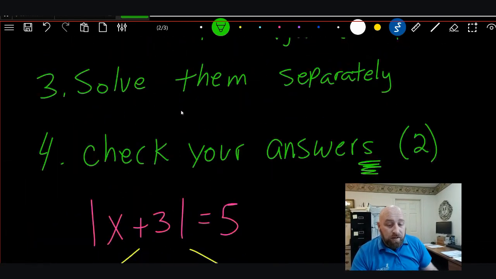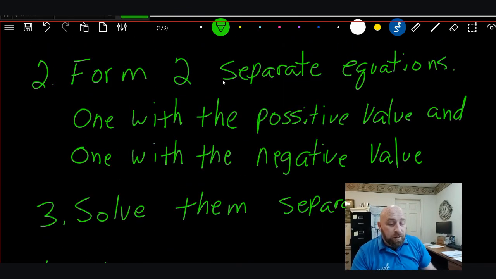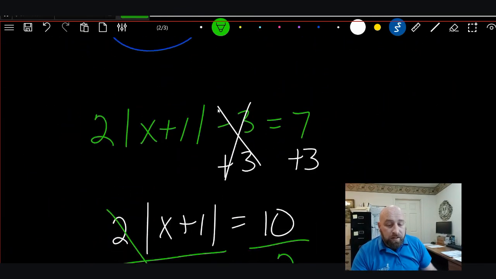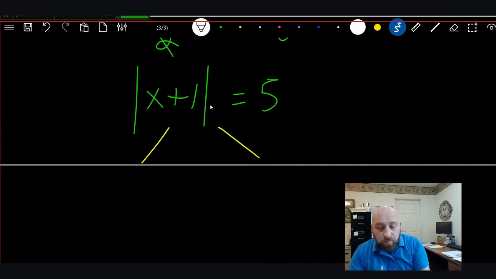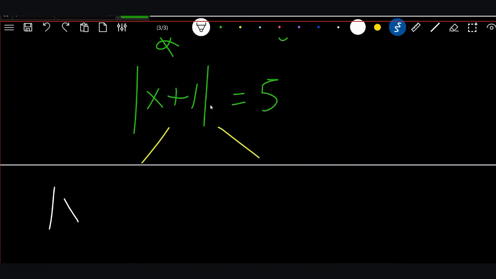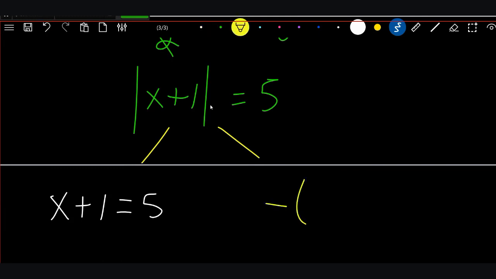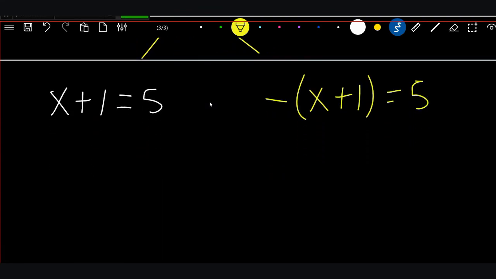So we can come over here to step number 2. Form 2 separate equations, one with the positive, one with the negative. So let's come back here, and now we can form our 2 equations. We don't need the absolute value, so we're getting rid of that. So just the positive, and then the negative. Don't forget, we have to distribute that negative sign. That is the number 1 thing that kids miss right there. So don't forget to distribute our negative sign.